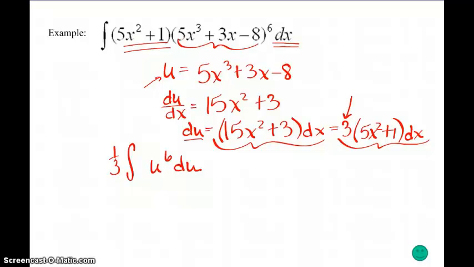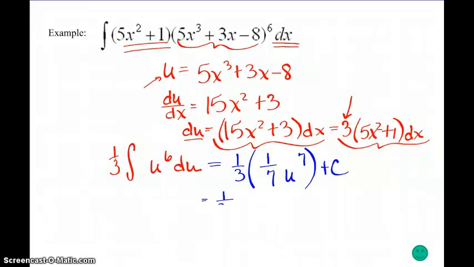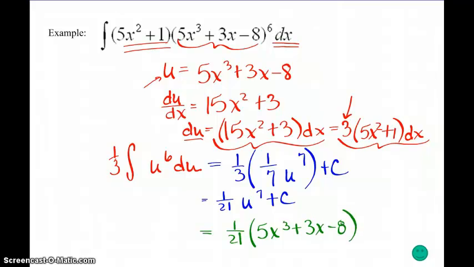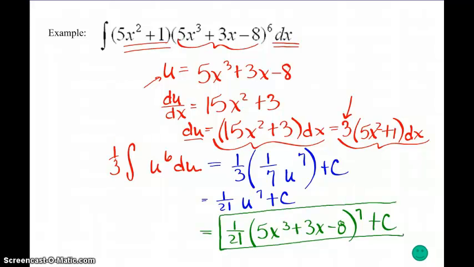So now I have a simplified integral in terms of u. I picked u up, I brought it to the party. Now I'm going to find the antiderivative, 1/7 u to the 7th plus c. I can clean that up to 1 over 21 u to the 7th plus c. The very last step is I take u home. I'm going to back substitute in what the original function that I chose for u was, and there is my antiderivative function.